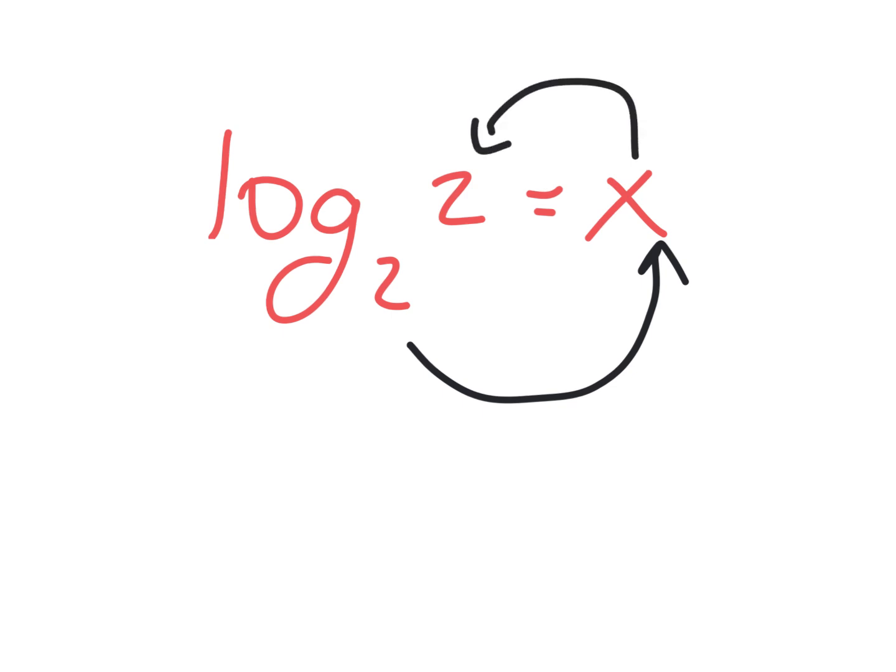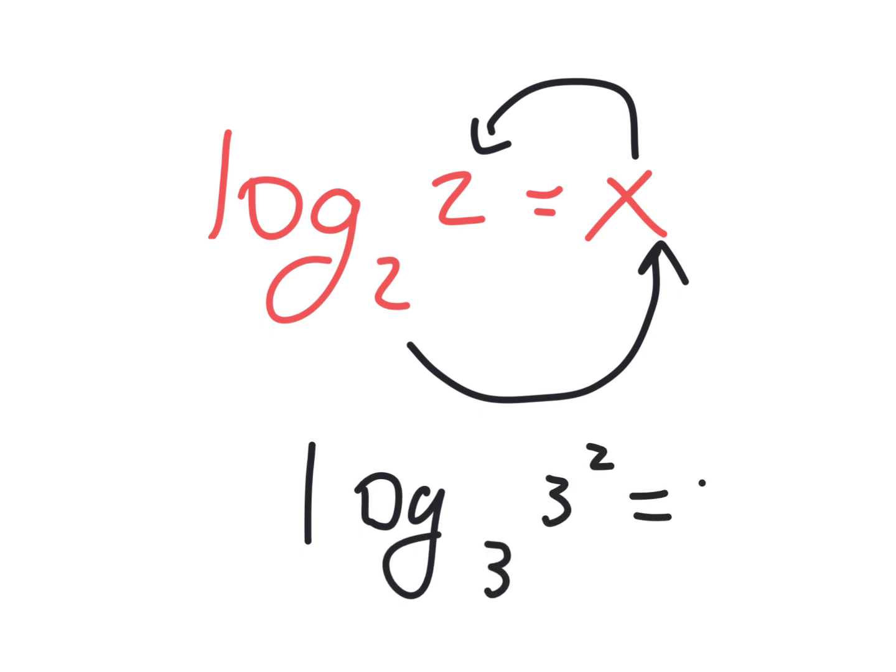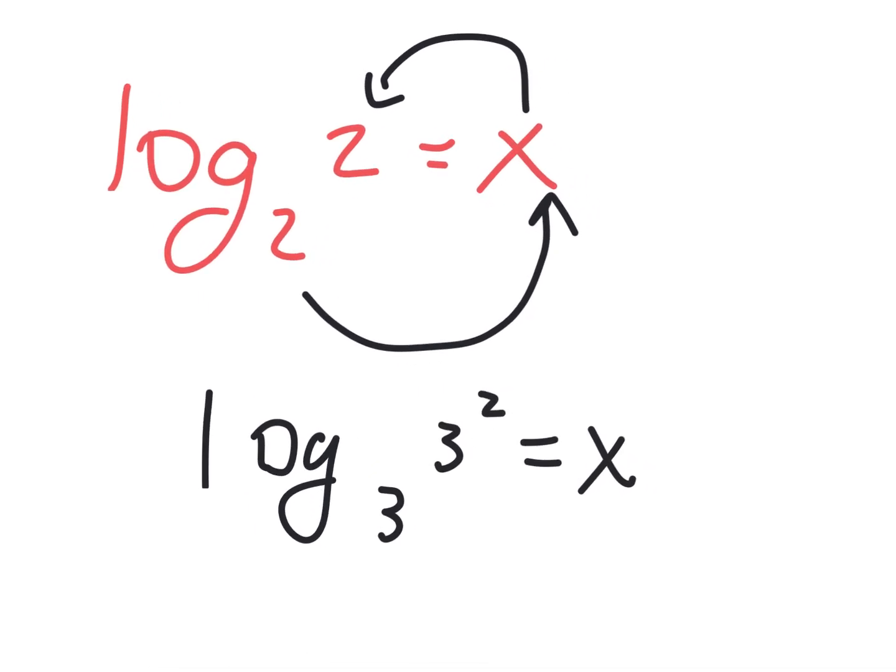Two to the 1 equals 2, doesn't it? Now I'll show you a way that you can recognize these the fastest, in my opinion. If you go like this, log base 3 of 3 squared equals x, I think that's the best way to show this to you. If these two are the same, then the answer will be whatever exponent this has.